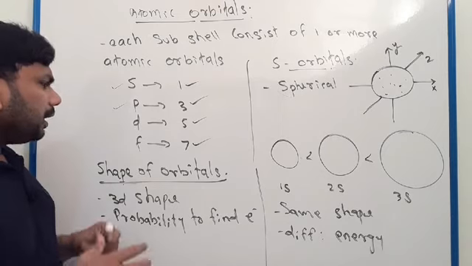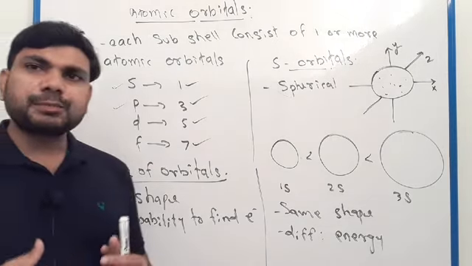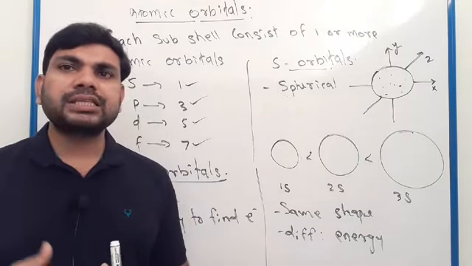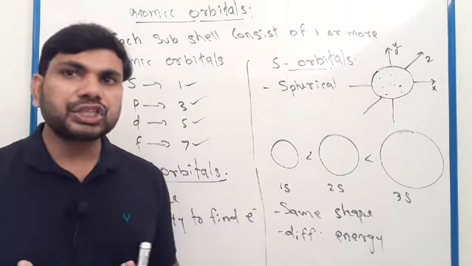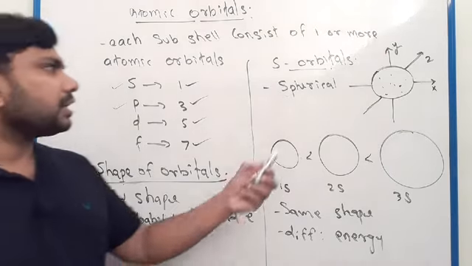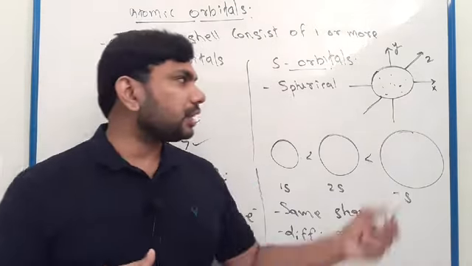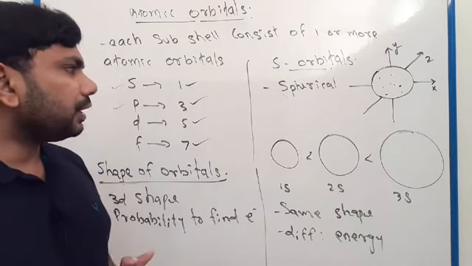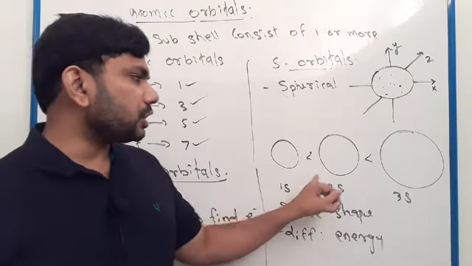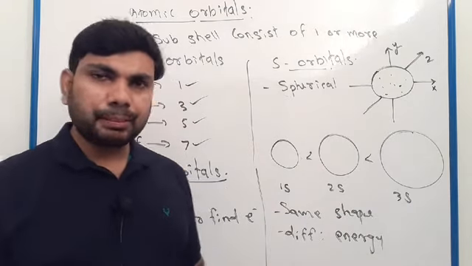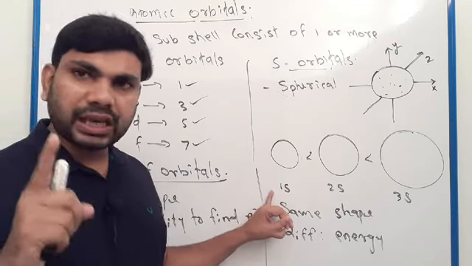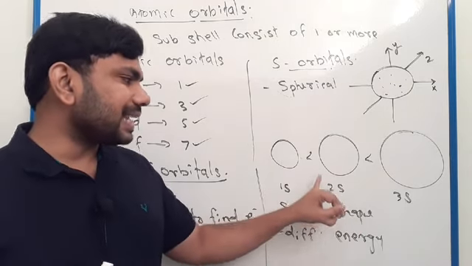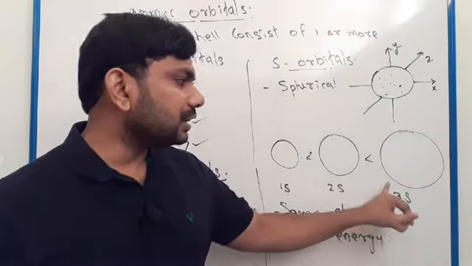Here basically you have to understand that orbital means a space around the nucleus where there is more probability to find an electron. All orbitals have a three-dimensional shape. First, the s orbital: s orbitals have a spherical shape. Look here, 1s orbital, 2s orbital, 3s orbital. 1s means the s orbital in the first principal energy level, 2s in the second energy level, 3s in the third energy level.